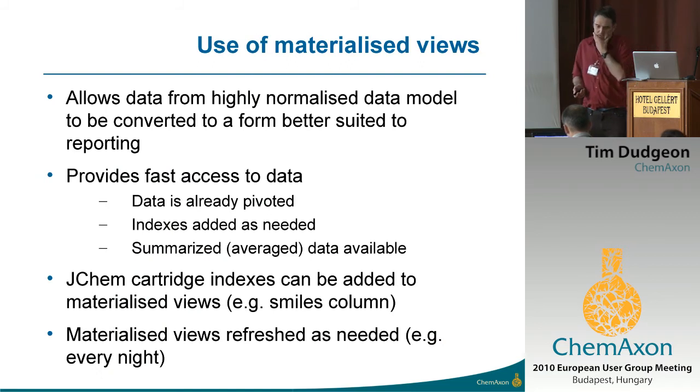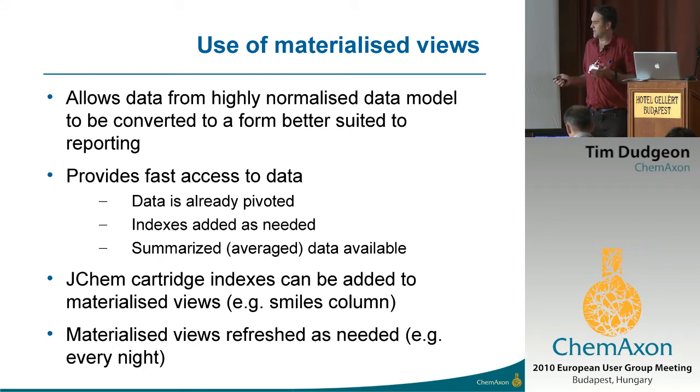So what let us really achieve this was the Oracle materialized views. What that let us do was to transform the data from the highly normalized data model that was present in ActivityBase into a form that was much better suited for reporting, such as it had the average data already generated, and the data was already pivoted. And what this let us do was provide very fast access to the data in the right form. As I said, generate summaries.